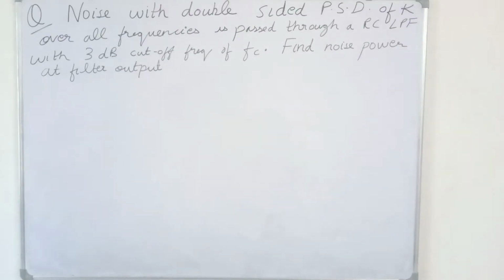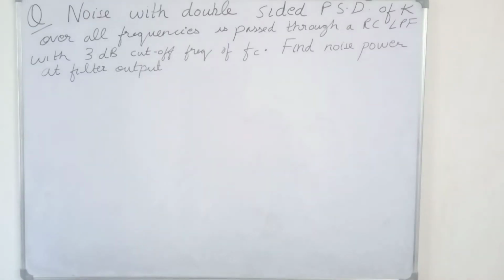So we are solving a question on power spectral density, and this question is from GATE 2008 Electronics. It says that noise with double-sided power spectral density of K over all frequencies is passed through an RC low pass filter with 3 dB cutoff frequency of FC.